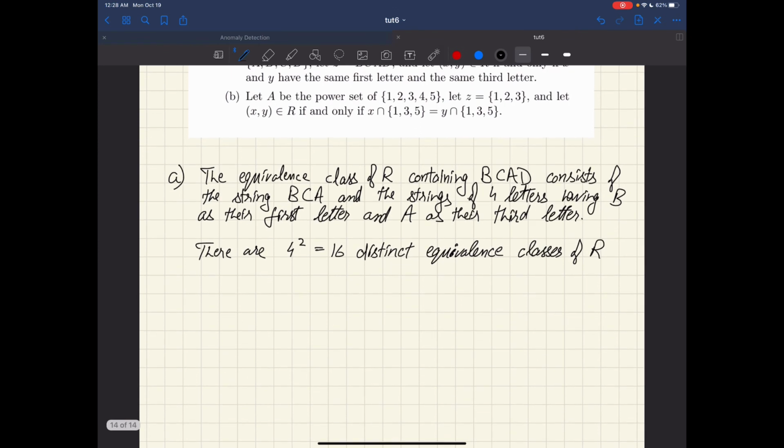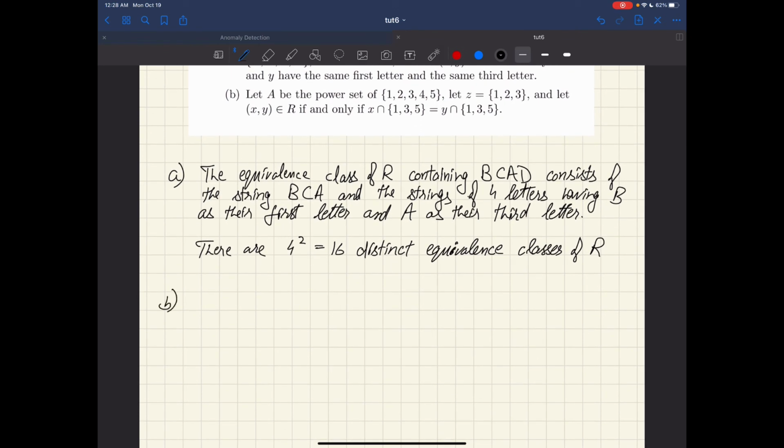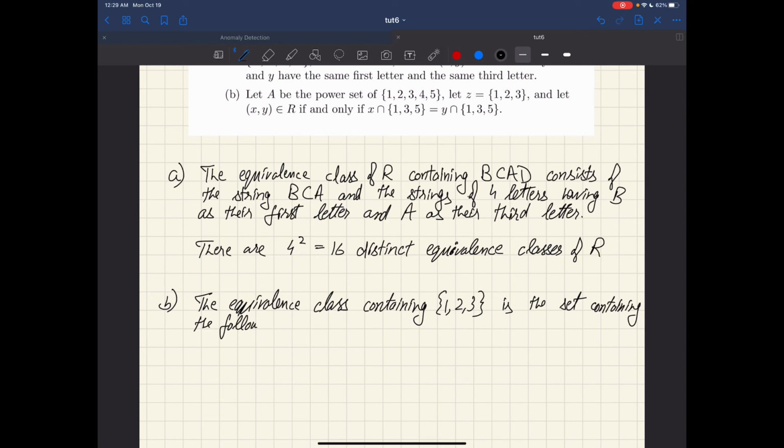Now the second problem is a bit tricky. It says A is the power set of {1, 2, 3, 4, 5} and Z is {1, 2, 3}. And (X, Y) is in R only if X intersection {1, 3, 5} is equal to Y intersection {1, 3, 5}. So the equivalence class containing {1, 2, 3} would be the set of such elements where, when you pick any 2 and intersect with {1, 3, 5}, they give you the same thing. So the only combinations of such elements in A are {1, 3} and {1, 2, 3}.